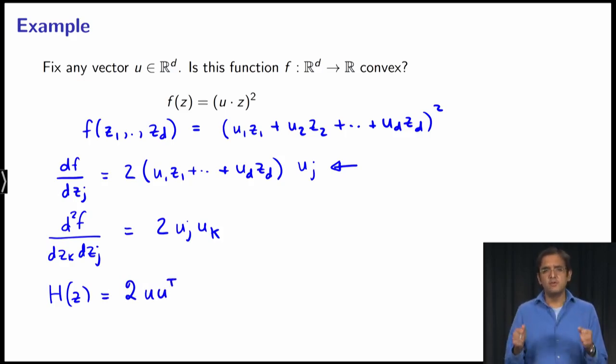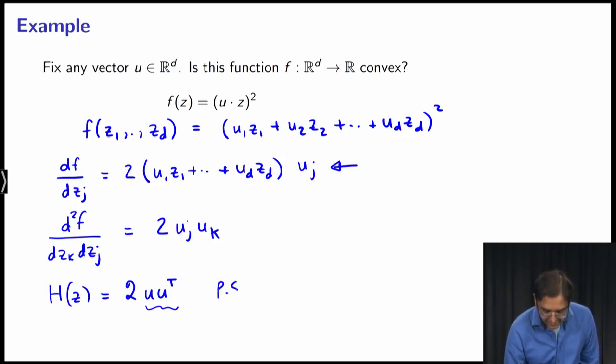Do you remember this? If you have a vector U, then U U transpose is a d by d matrix whose ij entry is Ui Uj. So that's exactly what we need in this case. Is this positive semi-definite? Well, U U transpose is positive semi-definite. It has that special form that immediately identifies it as being of this type. And when we multiply it by 2, it remains positive semi-definite. Okay, so this is PSD. And so this function is indeed convex.